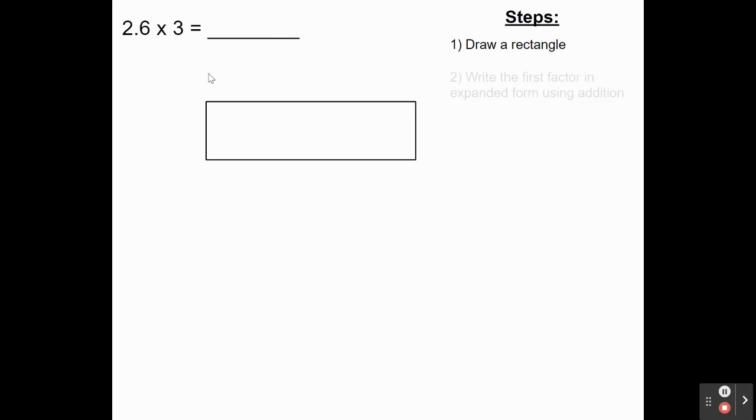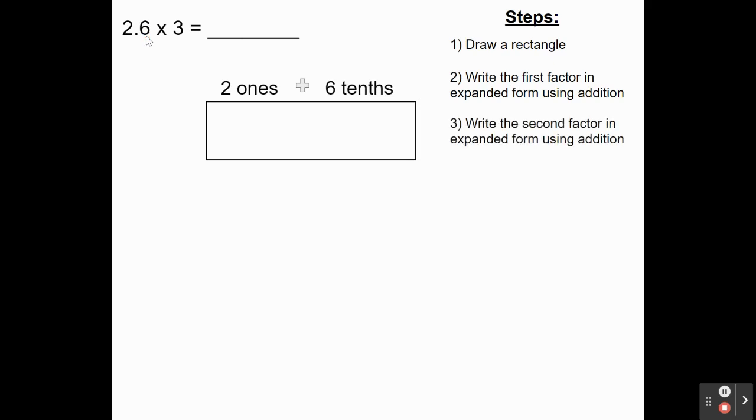Let's try multiplying 2 and 6 tenths times 3. The first step is to draw a rectangle. Then we're going to write the first factor in expanded form. So the first factor is 2 and 6 tenths. The 2 is in the ones place, so we're going to write 2 ones. I like to include the place value name because it'll help when we're multiplying later. The 6 is in the tenths place, so we're going to add 6 tenths.